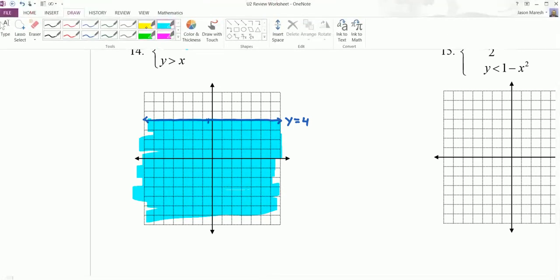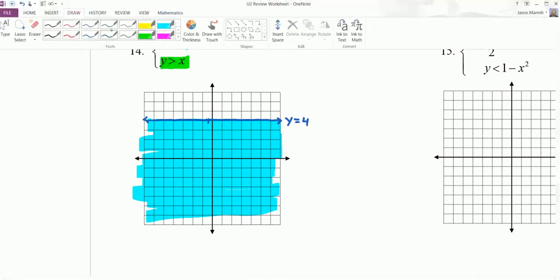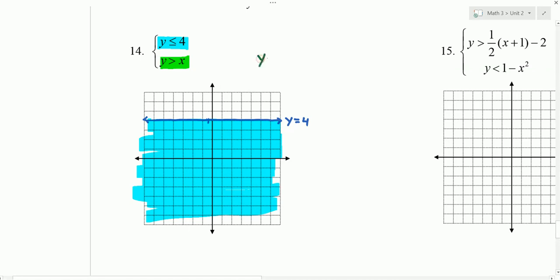Now we have a second one. I'm going to graph in green. Y is greater than x. Now if we think about y equals x, that's the line. It's a parent graph. It goes through 0, 0. If you plug in 1 for x, you get 1 for y. And notice we don't want to graph y equals x. We want to graph y is greater than x. But I need to know the boundary line. So I'm not going to do a solid line. I'm going to dash it.